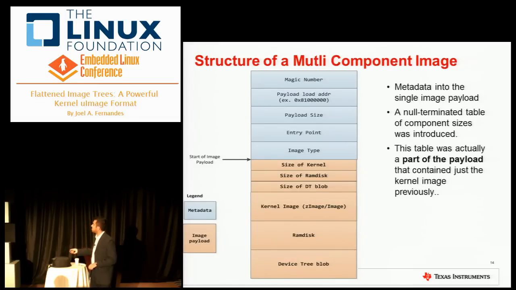This is what a multi-component image looks like. What they did is they added a little table in the payload that tells you more about the different components. Actually, this table is null terminated, so you can have multiple sections in that. And because of null termination, you know where the table ends.